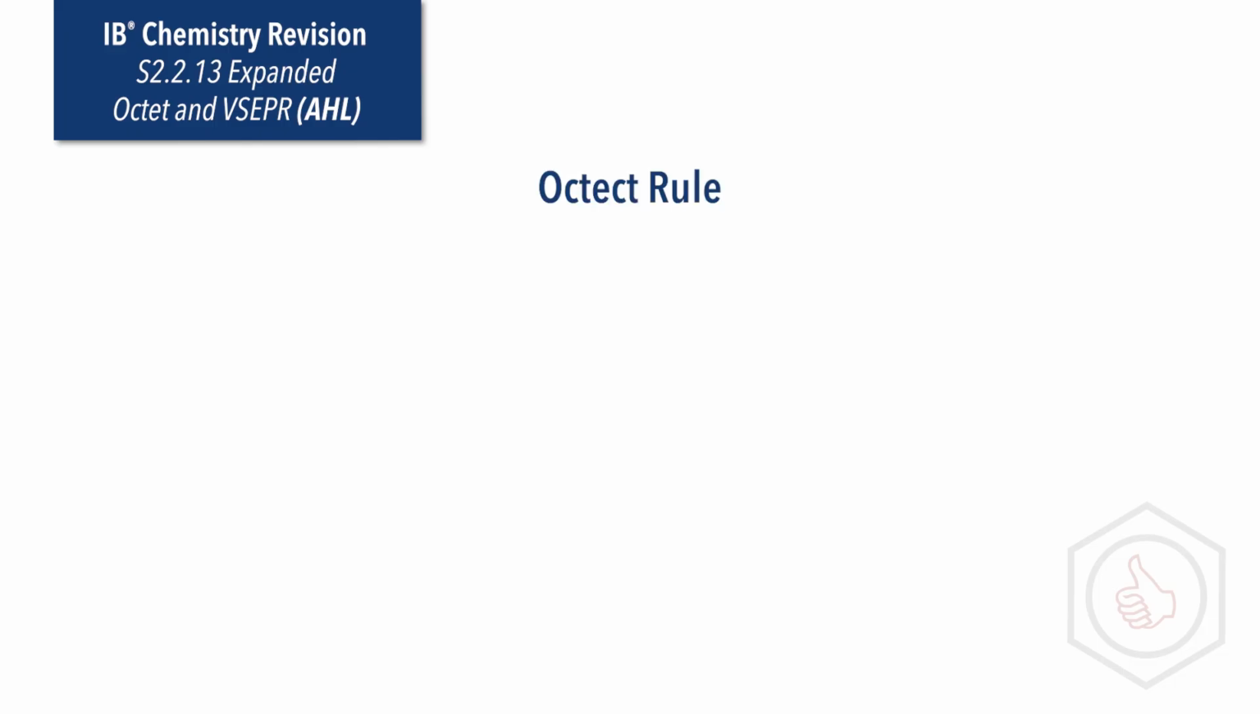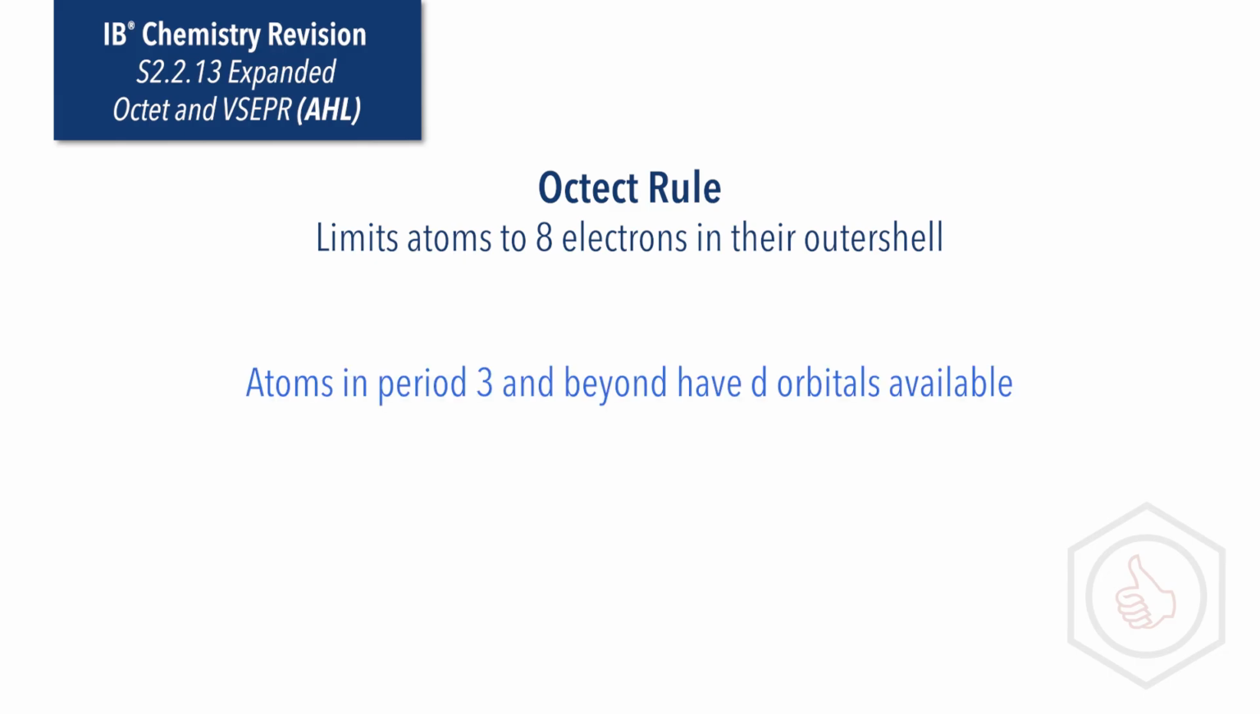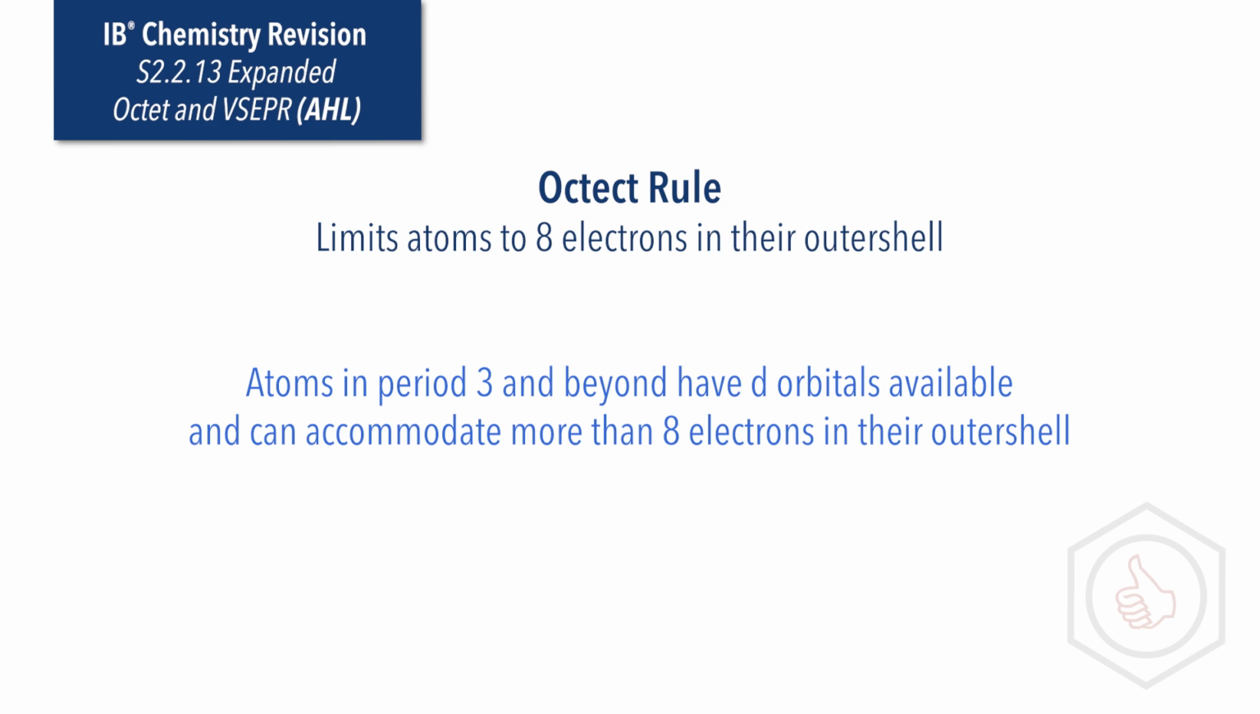The octet rule limits atoms to having 8 electrons in their outer shell, and many atoms in the periodic table follow the octet rule when they bond to other atoms. However, atoms in period 3 and beyond have d orbitals available and can accommodate more than 8 electrons. As a result, these atoms can sometimes end up with 5 or 6 electron domains around them when they form molecules, giving them an expanded octet.